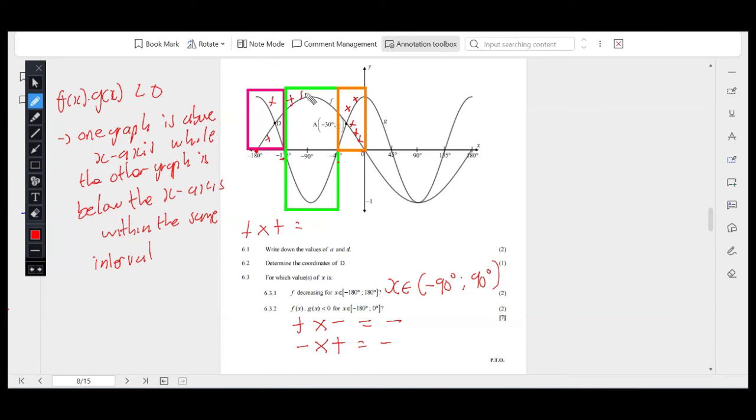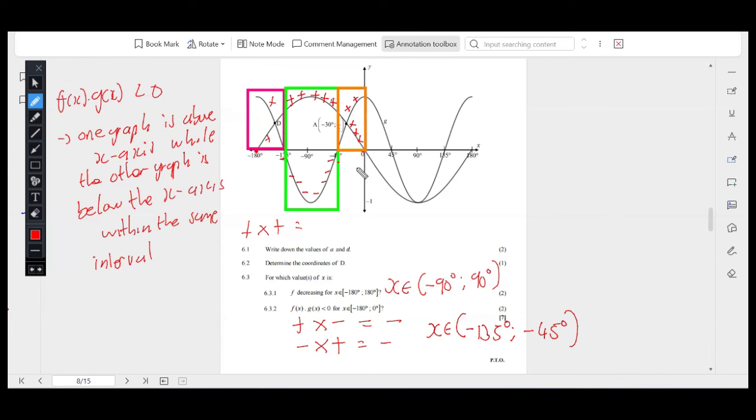The graph of f is above the x-axis, meaning it's positive. But the graph of g is below the x-axis, meaning it's negative. Now, this is the requirement. One must be above the x-axis and the other must be below the x-axis so that when you multiply them, they give you a negative. So our solution here is when x is an element of negative 135 degrees all the way up until negative 45 degrees only, right? Only because we are only required to check in between negative 180 and zero.